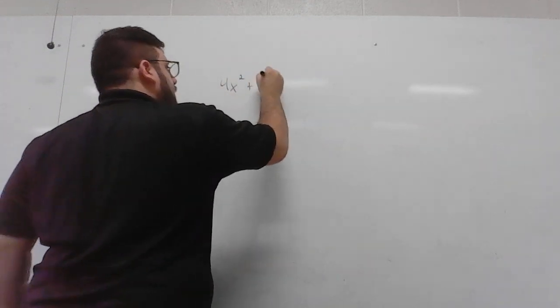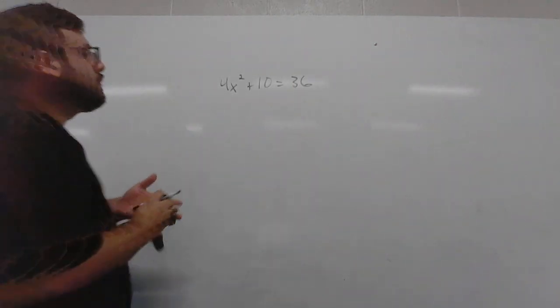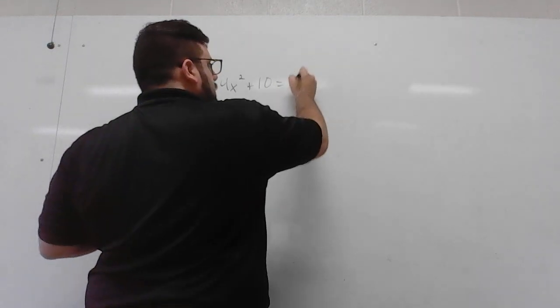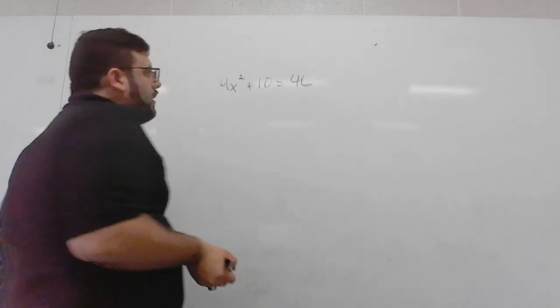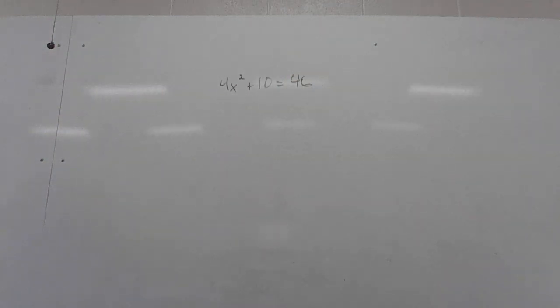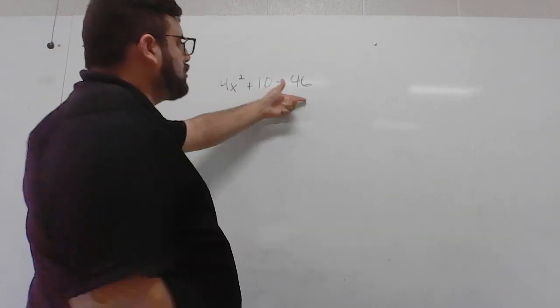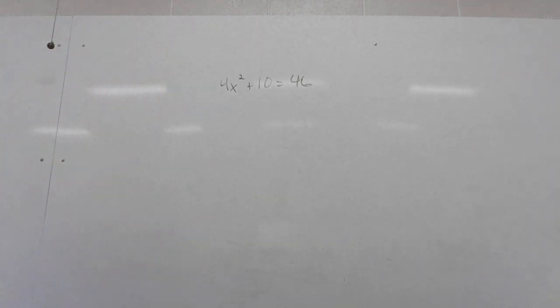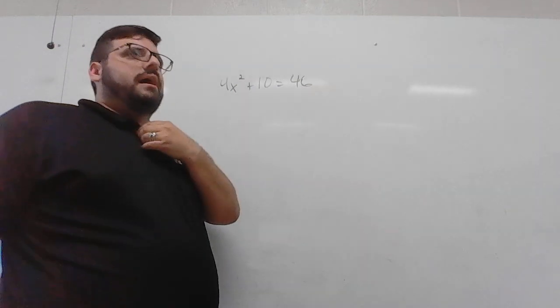Let's say I have an equation like this: 4x squared plus 10 equals 46. I notice that I don't have a middle term, but I also don't have a difference of squares. Now, if I subtracted 46 on both sides, I could have a difference of squares. That's just one way to do it, but then you'd have to do factoring and add some extra steps.